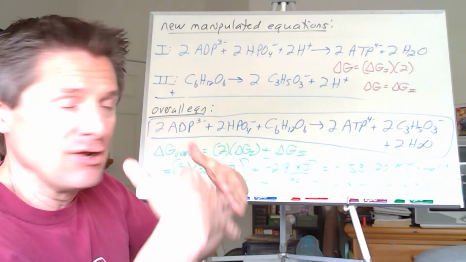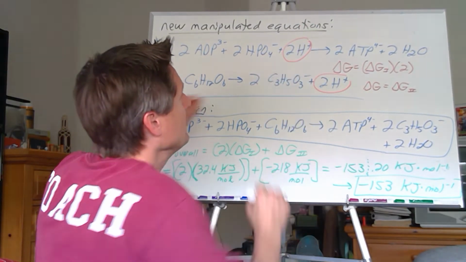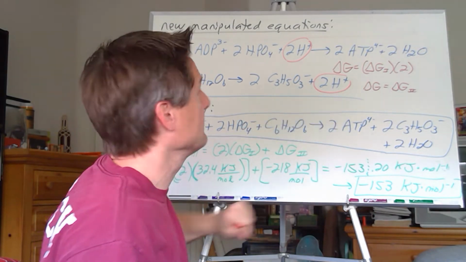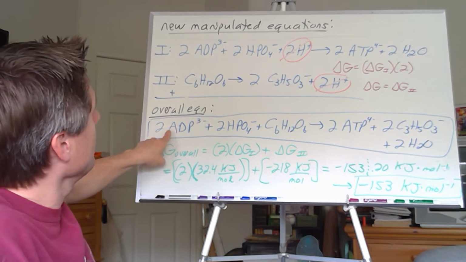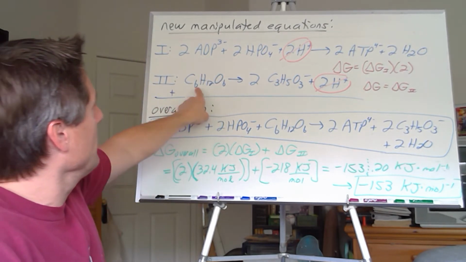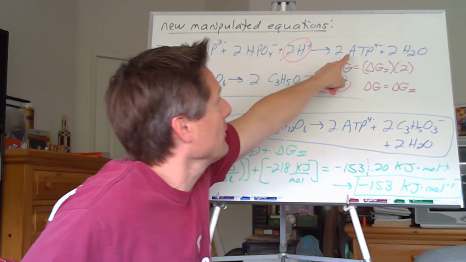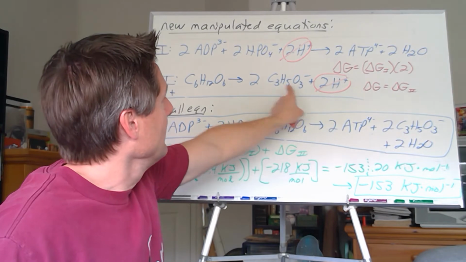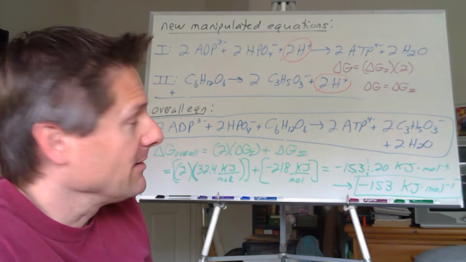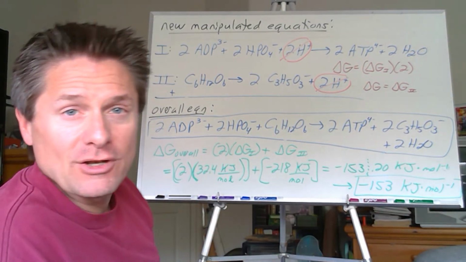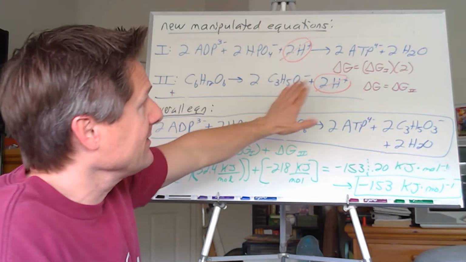I'm skipping the intermediate here, but notice we have 2 H pluses on the left-hand side and 2 H pluses on the right. Those are going to cancel out. We're going to get 2 ADPs on the left plus 2 hydrogen phosphates plus the glucose. That's it there. The H plus cancels out. And on the right-hand side, we're going to have the 2 ATPs, 2 of the lactate ions plus 2 waters. The 2 H pluses cancels out. There's our overall equation.